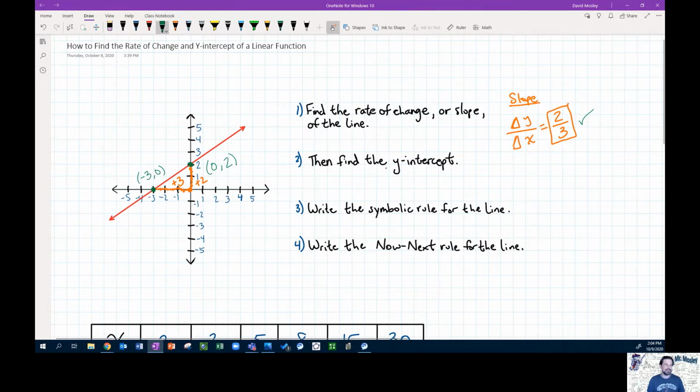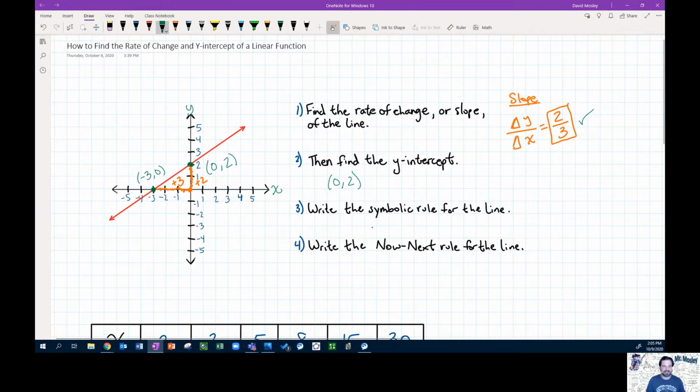Woohoo! Then we need to find the y-intercept. This is great because we actually already used that point. It was the second point we chose. This is where my line is crossing the y-axis. We have our y and our x-axes here. So the y-intercept, we've already found that. That is at the point 0, 2. Our x value is 0, our y value is 2. That is the y-intercept. Sweet.